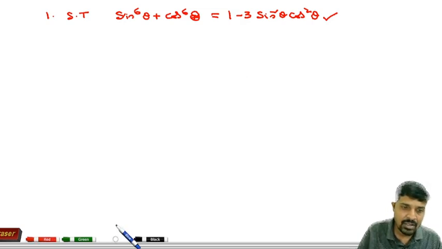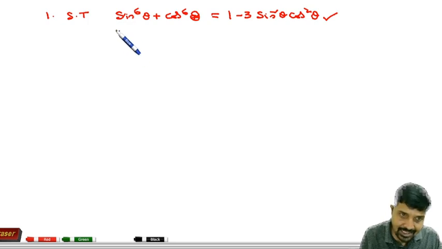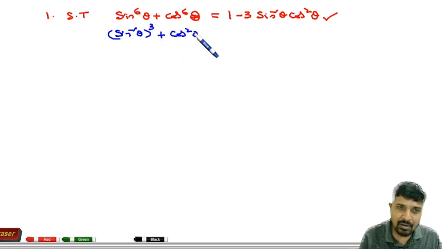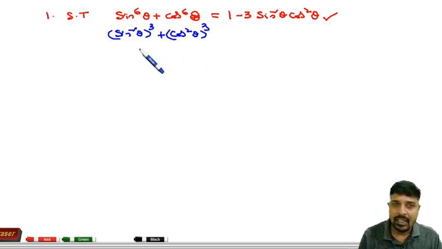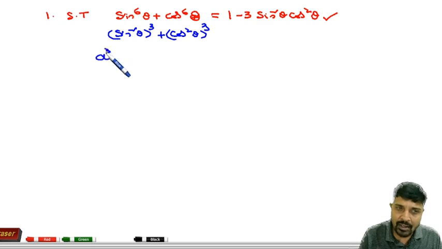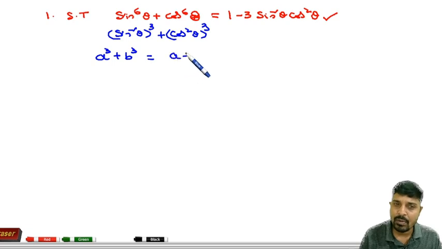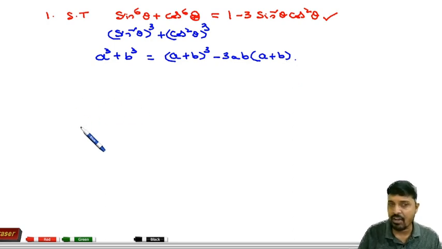Now I'll solve it. See, sin power 6 theta can be written as sin square theta whole cube plus cos square theta whole cube. Now you all know the formula for a cube plus b cube. What is the formula of a cube plus b cube? a plus b whole cube minus 3ab times a plus b. So this is the formula.